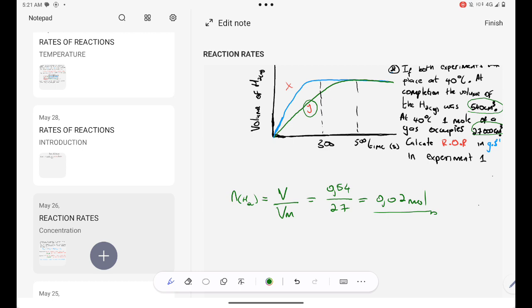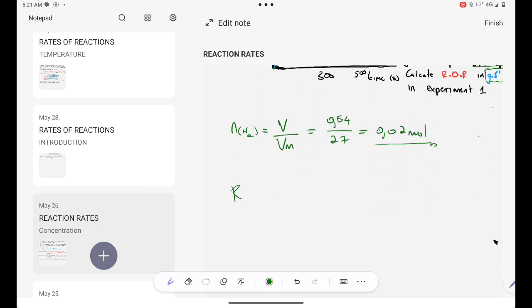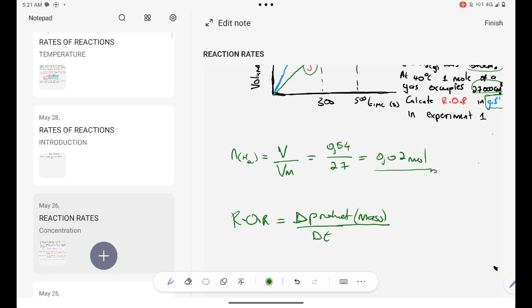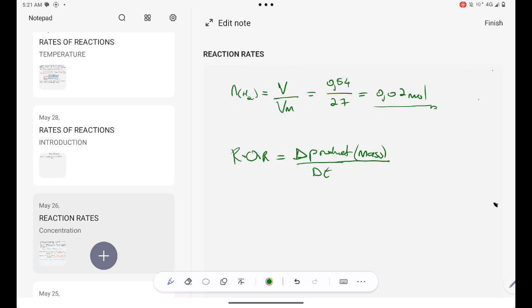So I want to calculate the rate of reaction in grams per second. Remember, guys, by definition, rate of reaction is basically the change in quantity of products over the given time. In this case, the change in quantity of products we're talking about is the change in mass of our products per unit time. How do I know that? Because I was told that the reaction rate must be in grams per second. Are we together? In grams per second.